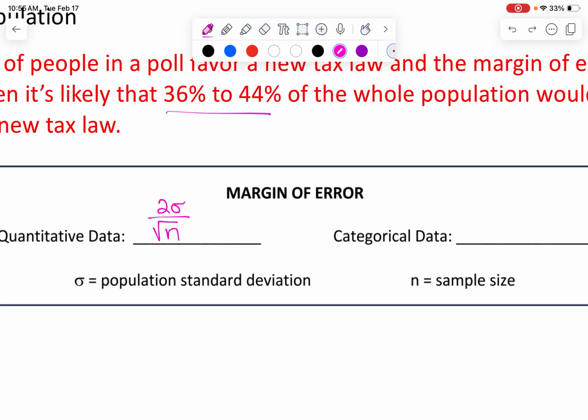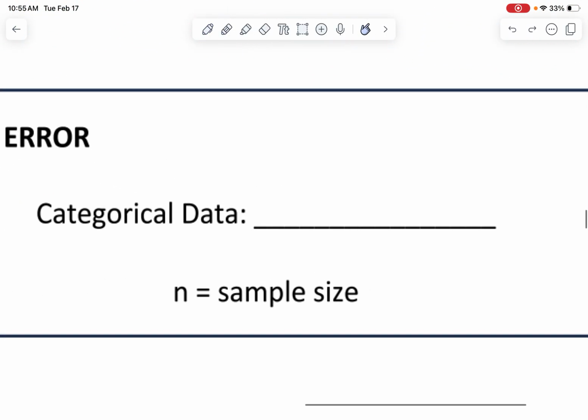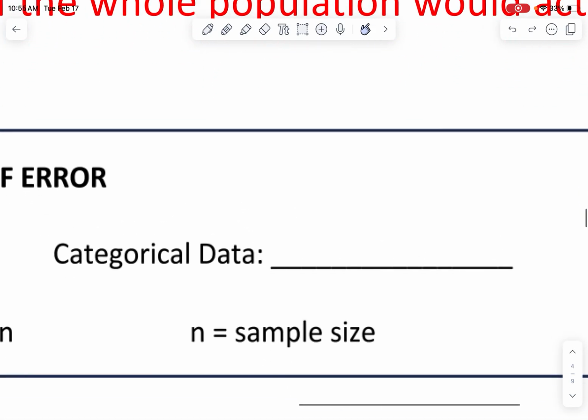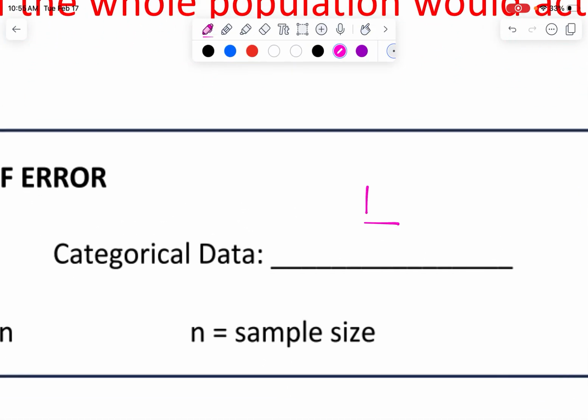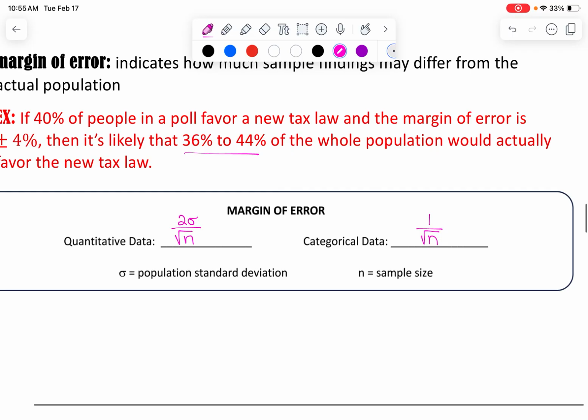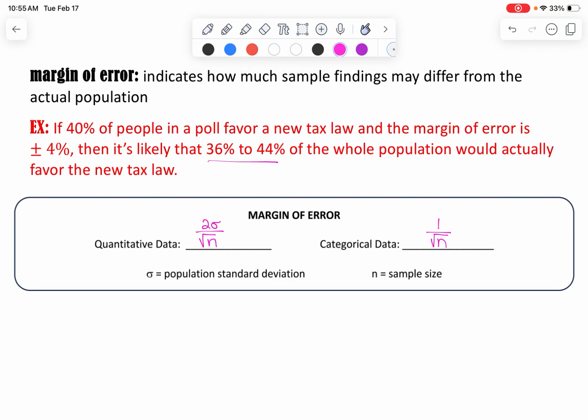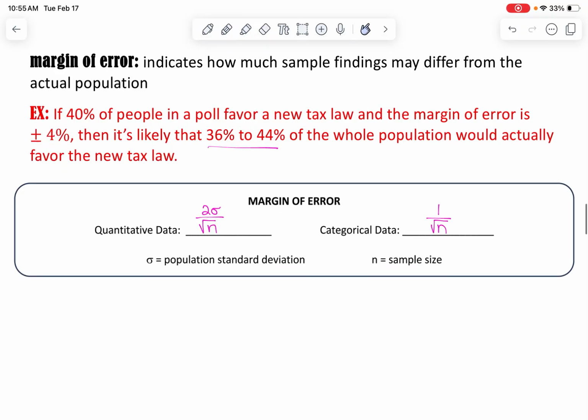If it's a categorical data set, then it's a little bit easier. We just take 1 divided by the square root of the sample size. Okay, so you have to determine which kind of data set it is first, and then you can apply these two formulas, and that'll tell you the margin of error.